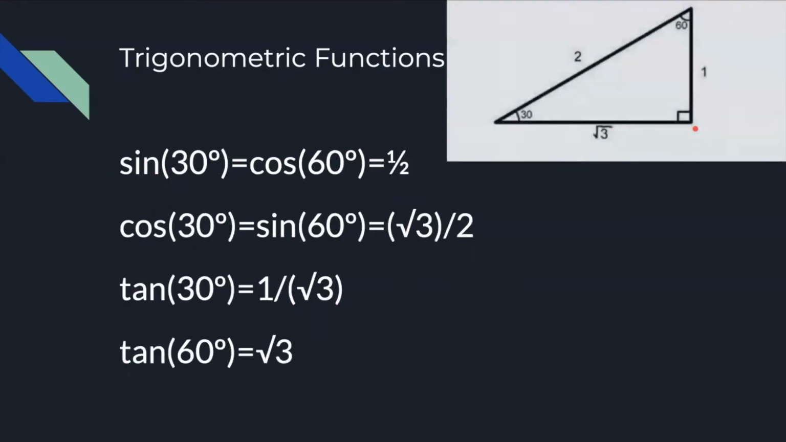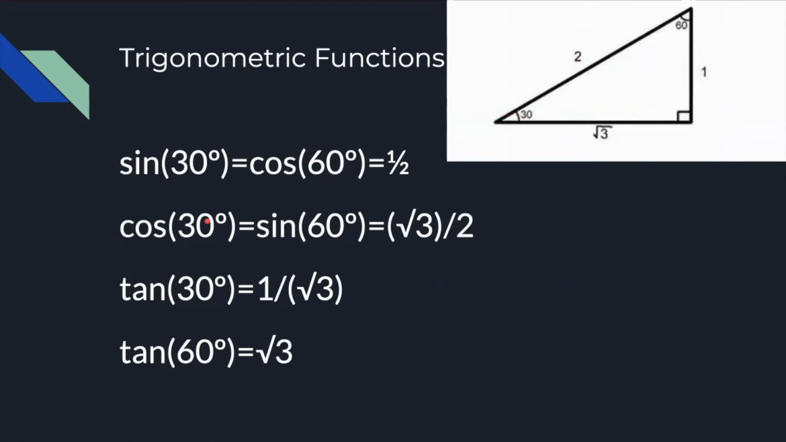All right, so by using this diagram right over here, you can determine what sine of 30 degrees, cosine of 30 degrees, tangent of 30 degrees, and cosine 60 degrees, sine 60 degrees, and tangent of 60 degrees are equal to. So you have 30 degrees right over here, 60 degrees right over here, and sine of 30 degrees is just opposite over hypotenuse. So that's just 1 over 2, and that's what sine of 30 degrees is equal to. And cosine of 60 degrees is the adjacent side of the 60-degree angle over hypotenuse, and that is also equal to 1/2.